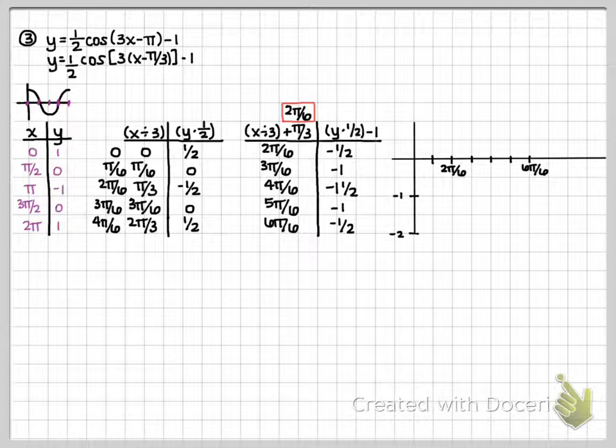Well, let's go ahead and plot. So 2 pi over 6, I'm at -1/2. 3 pi over 6, -1. And then let's continue on with our points.